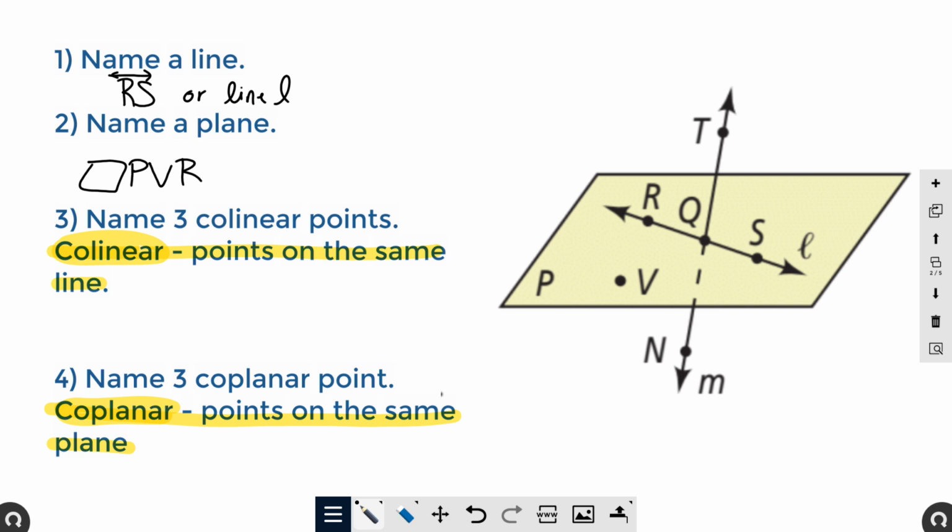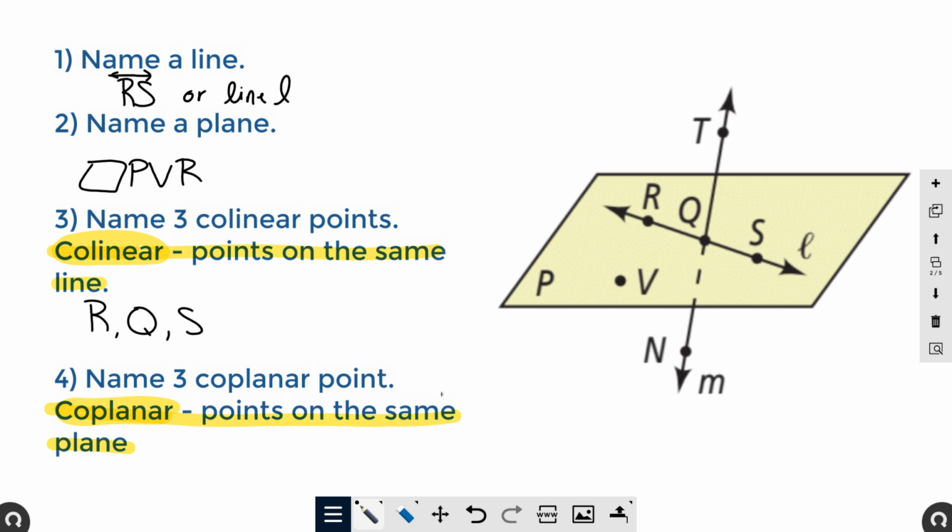Now we have our new definition. Collinear are points that are on the same plane. So on the same line, sorry. So name 3 points that are on the same line. What 3 points would that be? RQS. Notice how I separated them because we're talking about points. You wouldn't write them all together. Point R, point Q, point S.